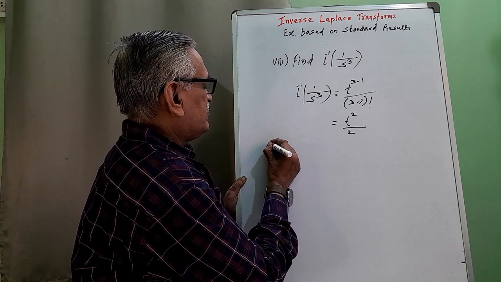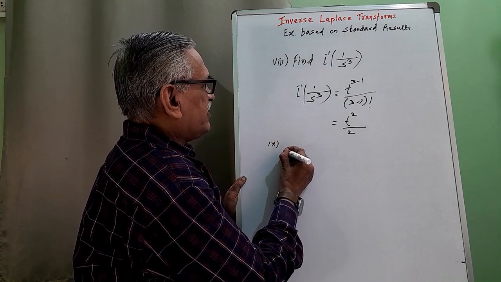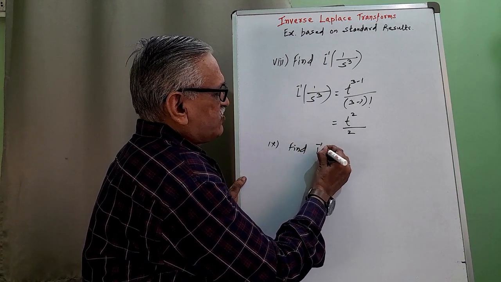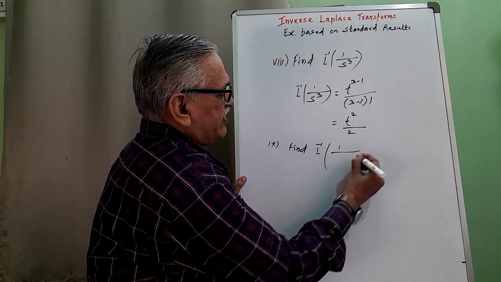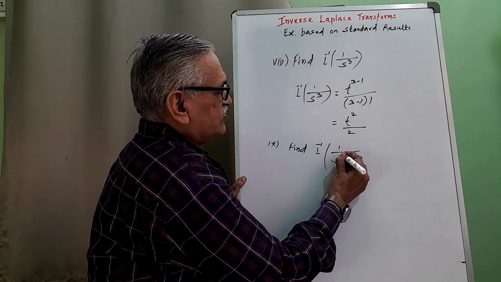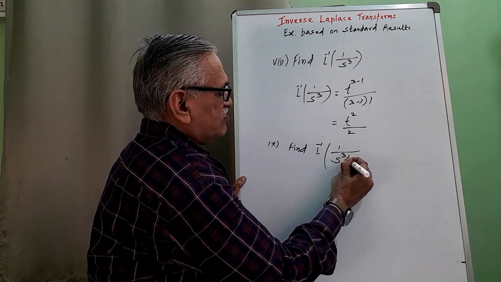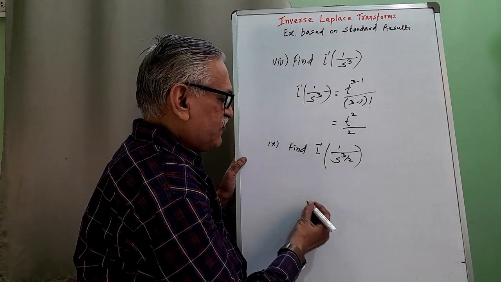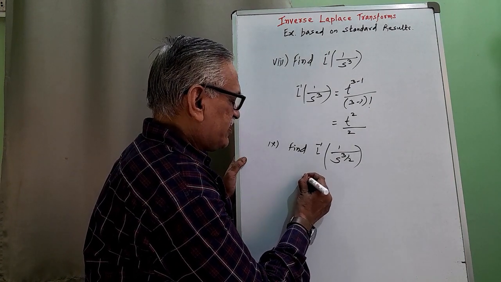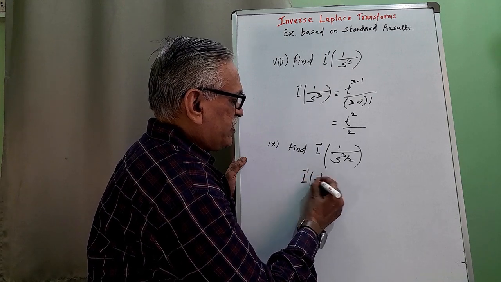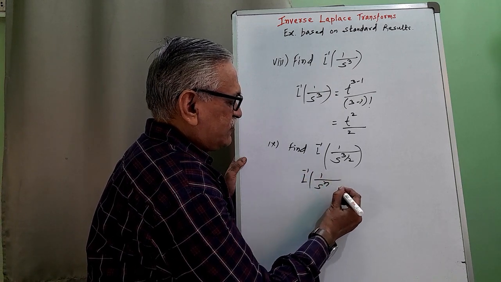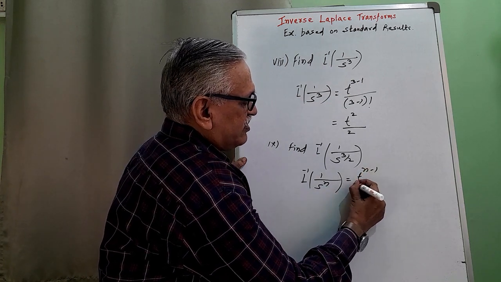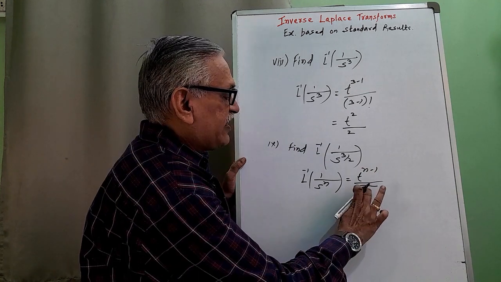One more. Last example. Find inverse Laplace of 1 by s raised to 3 by 2. Here the power n is not a positive integer. Therefore we have to use the corresponding result to find the inverse. For 1 upon s raised to n, if it is not a positive integer, the inverse is t raised to n minus 1 divided by gamma n.